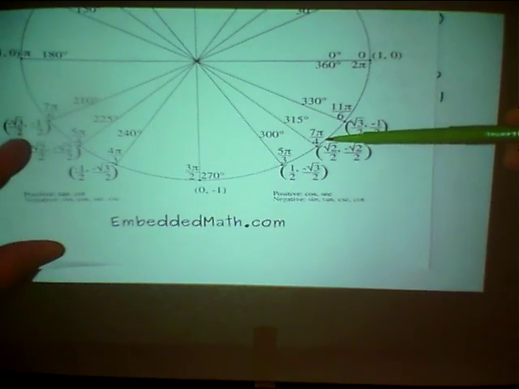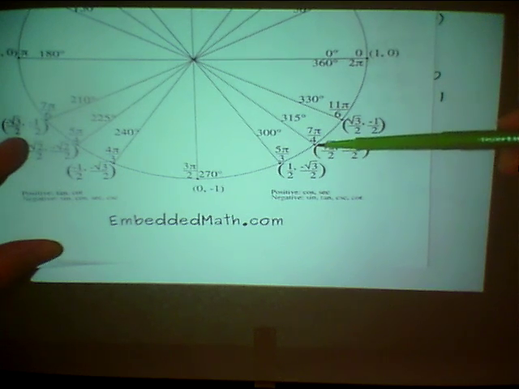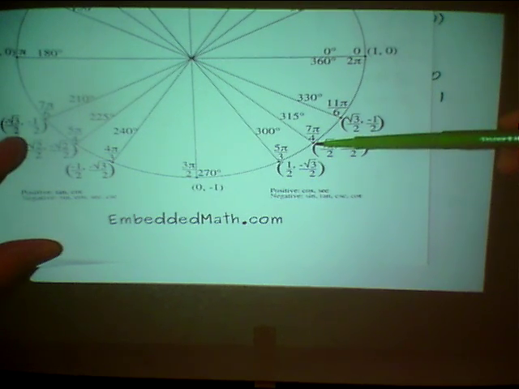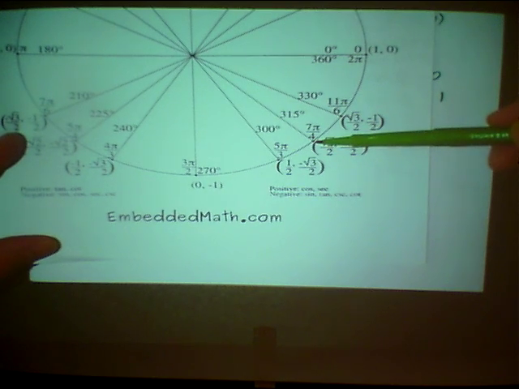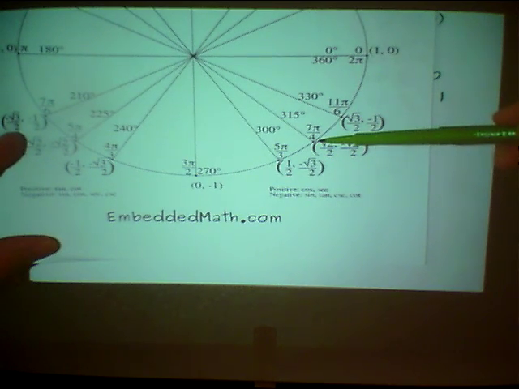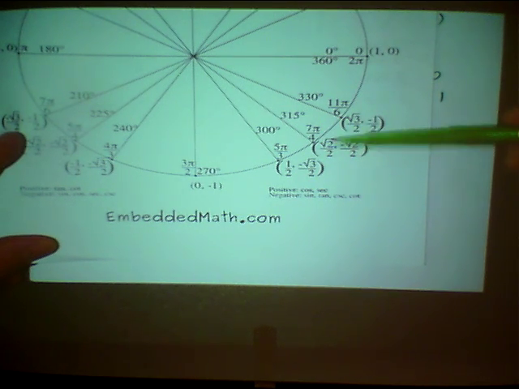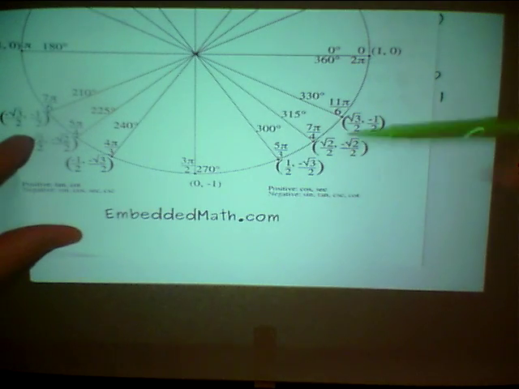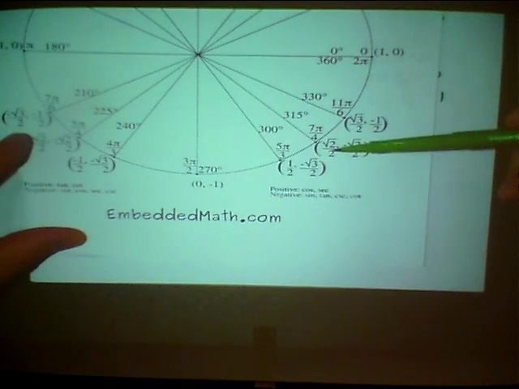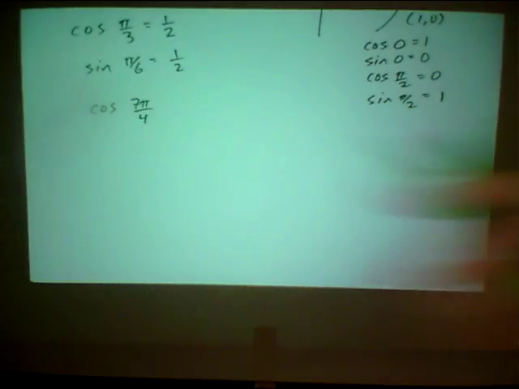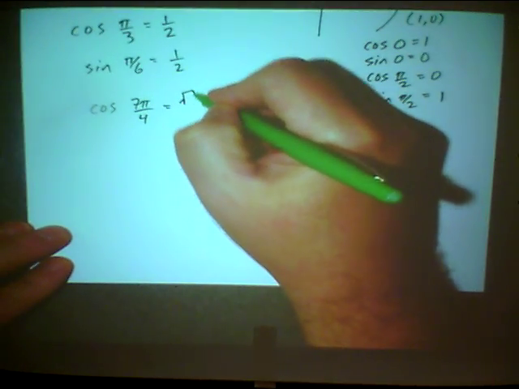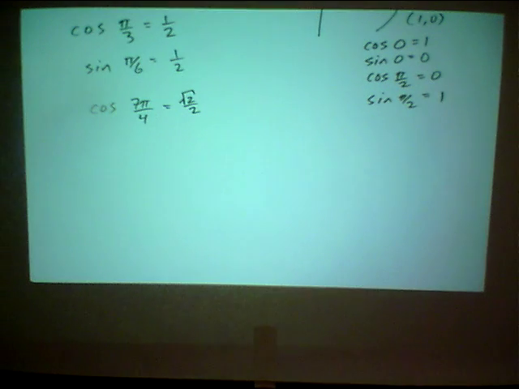Look down here, here's 7π/4. It's like the midway point of my fourth quadrant. And the nice thing is, all the points with the denominator 4, the x and y are the same. They're all square root of 2 over 2. The only thing that's different is the sign. So since this problem asks for the cosine, I'm going to go with the value of x, and it's square root of 2 over 2. So almost right away, I know that the cosine of 7π/4 is square root of 2 over 2.